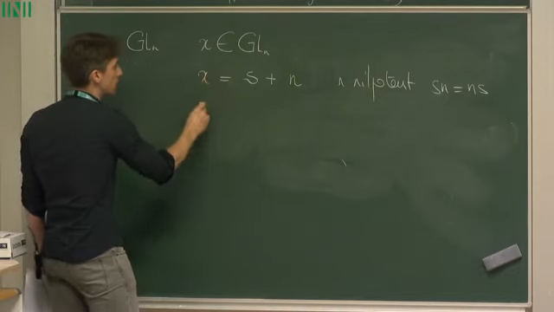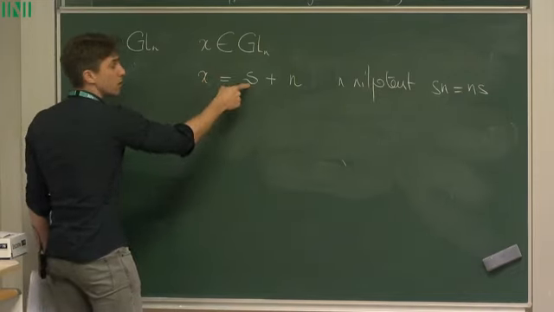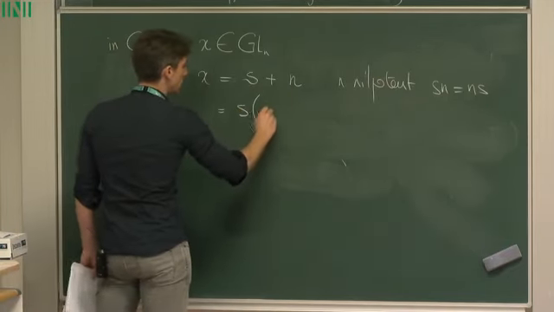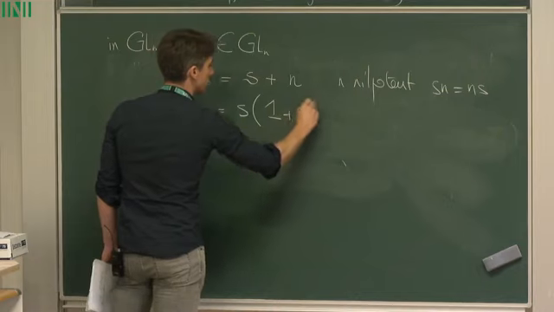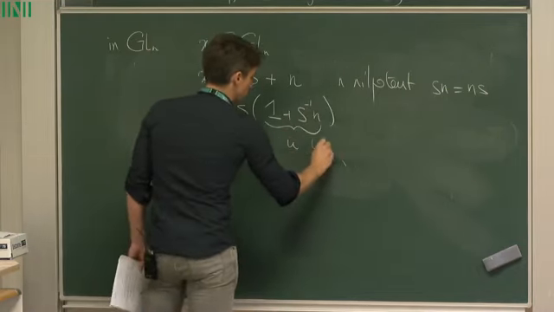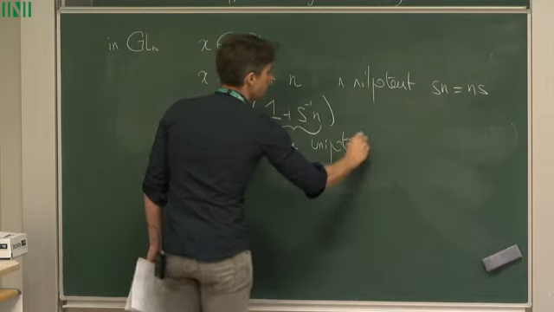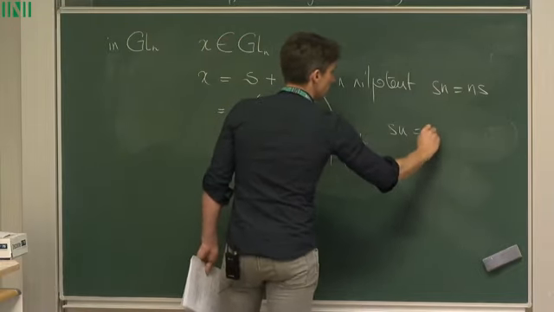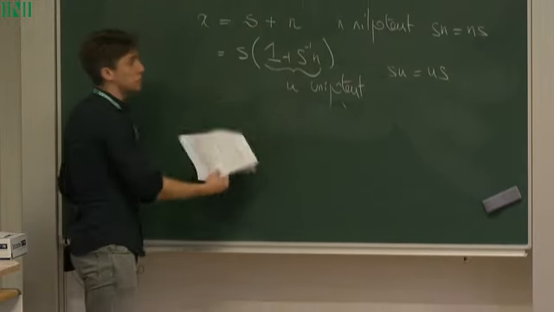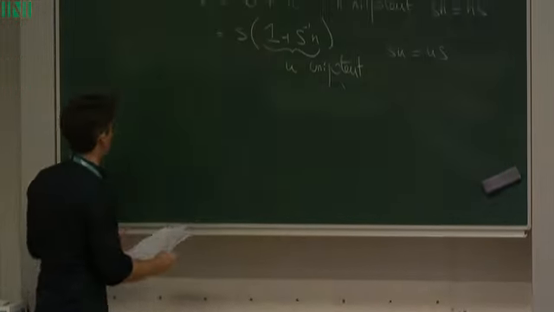Here, since this element is invertible, the eigenvalues are non-zero, so S will be as well. So I can factor out by S to get 1 plus S inverse N. And this is now an element U, which is unipotent, and it satisfies SU is US. Okay? So this is the multiplicative Jordan decomposition in GLn.